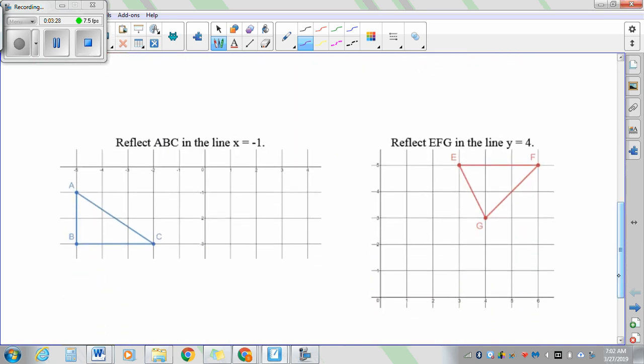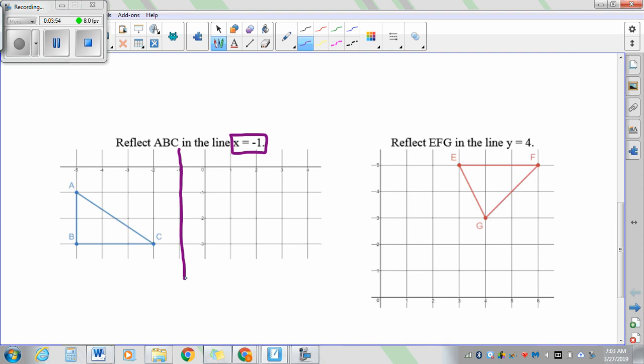Okay. Here are some things that you might need Desmos for. Reflect ABC in the line x equals -1. So if I look at this, if I didn't know where x equals -1 is, I might type that into Desmos and see where it goes. Is it a vertical line? Is it a diagonal line? Is it horizontal? In this case, it is a vertical line through -1.